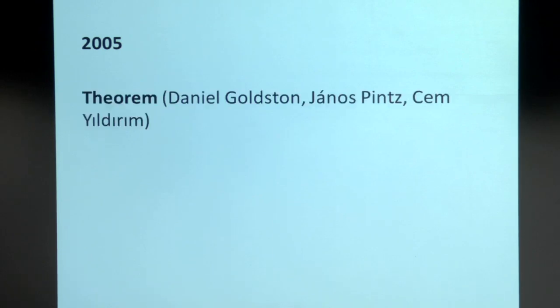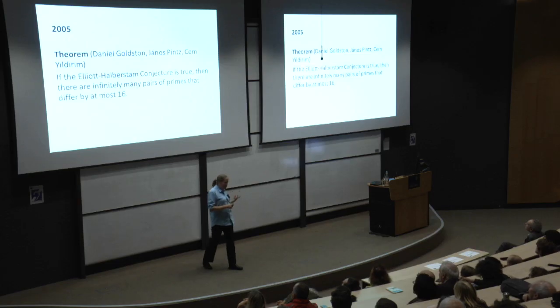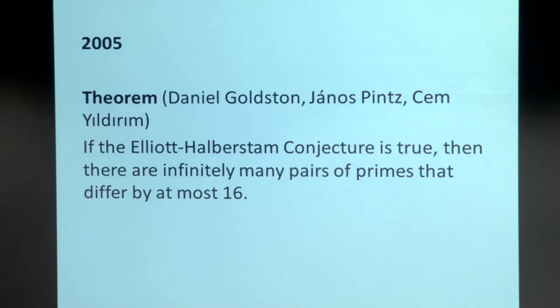So back in 2005, when there was the previous big breakthrough on this problem, which came from Goldston, Pintz, and Yildirim, in fact, the same Pintz I just mentioned. And Goldston, Pintz, and Yildirim proved that if the Elliott-Halberstam conjecture is true, then there are infinitely many pairs of primes that differ by at most 16. The trouble is, we can't prove the Elliott-Halberstam conjecture. So this sort of feels slightly disappointing.